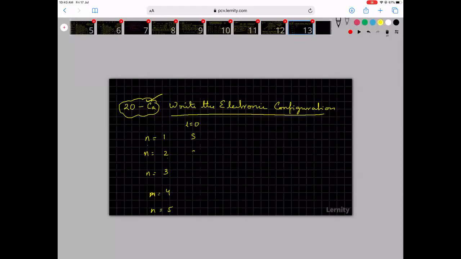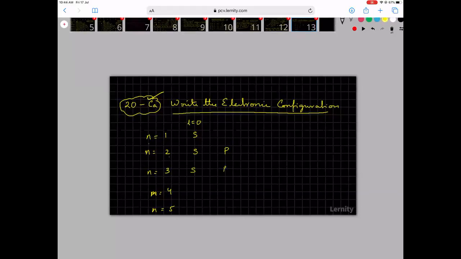In the second shell there are s and p both. In the third shell there are s, p and d. In the fourth one there are s, p, d and f. I hope you are able to understand this. Now if you understand this, the first set of 2 electrons will go here because it has least energy. Energy is given by the n plus l rule. So add the n value and l value.